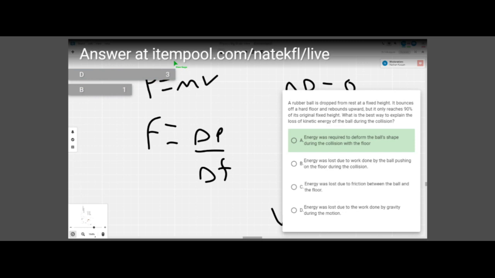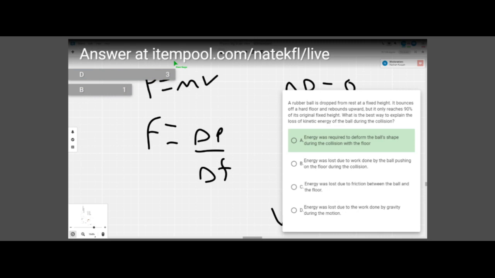When the ball bounces on the floor, does the floor move? No, effectively not. So there's no work done by the ball on the floor, because in order for that to happen, the floor would have to move. And there's no work done on the floor by the ball, so that cannot be a source of energy loss. So the only one left is A.